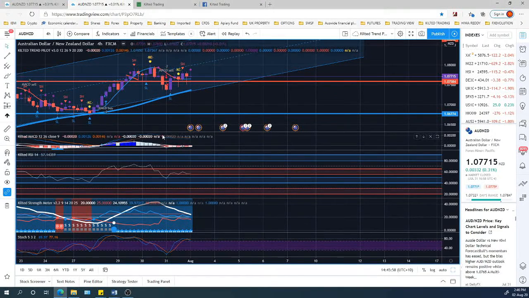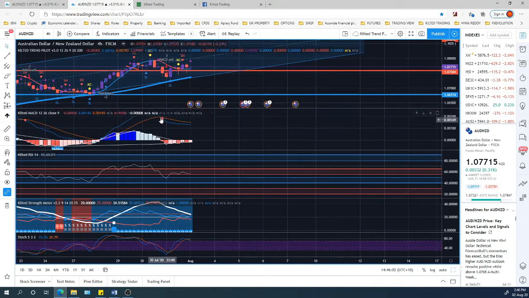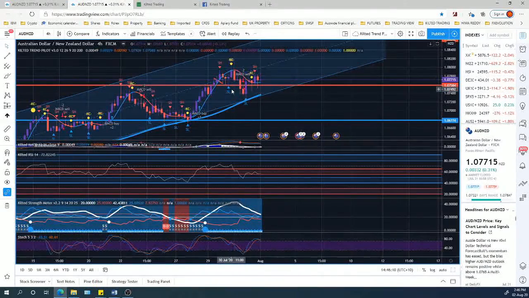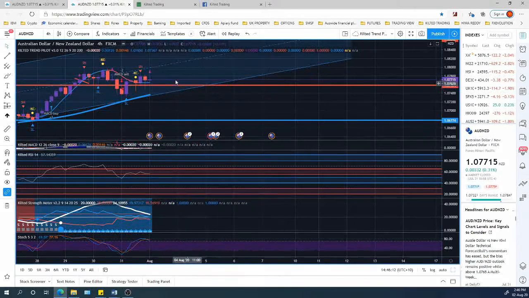Indeed, we've got a sort of moving average cross down here as well. Can't see that very well here on the MACD. And then we could have kept you in over here as well, but I just wanted to show you guys that if you were trading the Kilted Trend Pilot system, it actually kept you in the trade, and it would have got you a really good time. So that's all I wanted to point out there.